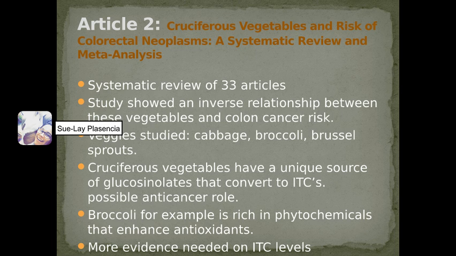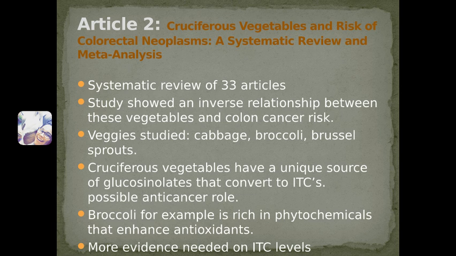Okay, Article 2, Cruciferous Vegetables and Risk of Colorectal Neoplasms, a systematic review and meta-analysis. All right, so it was a systematic review of 33 articles. The study showed an inverse relationship between these vegetables and colon cancer risk. The veggies included in the 33 articles were mostly cabbage, broccoli, and Brussels sprouts. Cruciferous vegetables have a unique source of glucosinolates that convert to ITCs, which have possible anti-cancer roles.